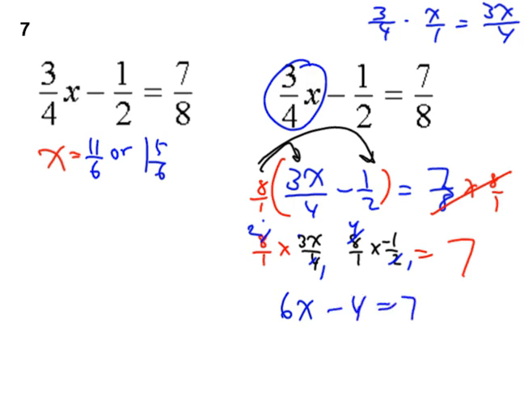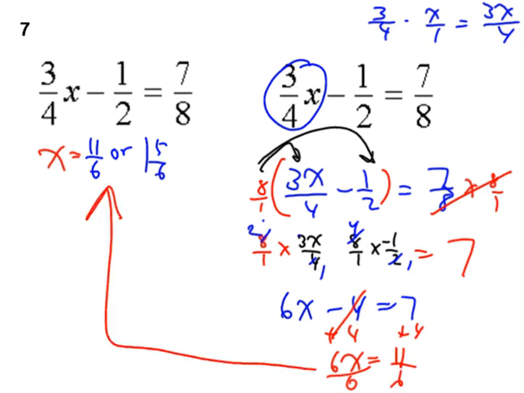So by multiplying both sides by 8, I end up getting rid of all fractions, and I end up with this equation, 6x minus 4 equals 7. Once I get to there, I'm going to add 4 to get rid of the constant. I get 6x equals 11. Divide both sides by 6. And I get the same answer.